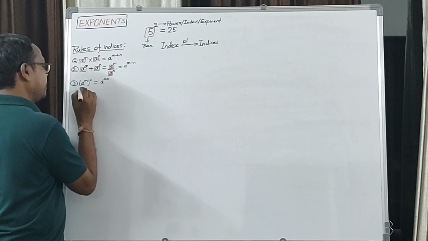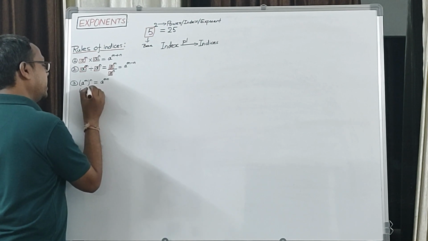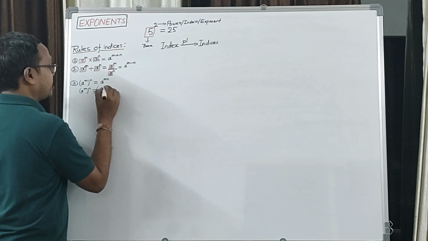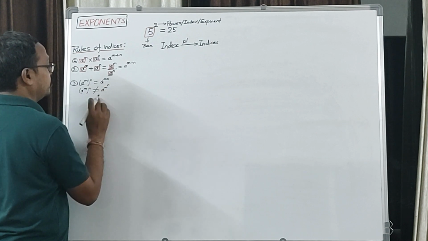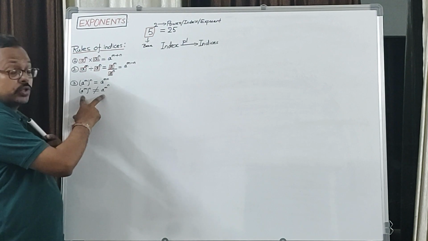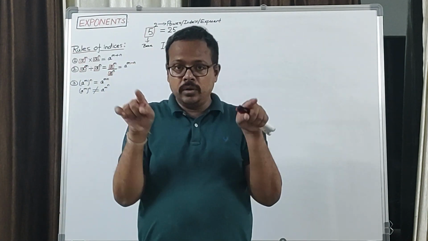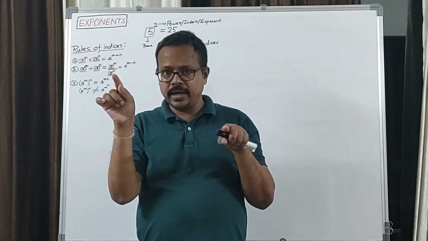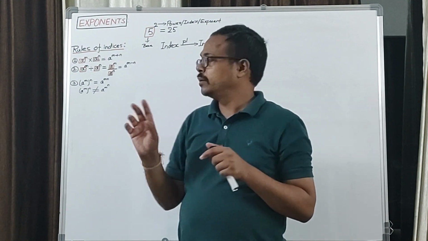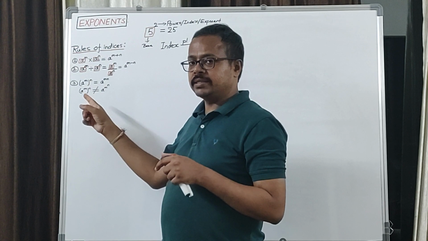A raised to the power m, whole to the whole n, is not equal to a to the power m to the power n. No, it is not equal to that, right? So this is an important rule which we need to remember. A to the power m, whole over whole, there is n, so that is equal to a raised to the power mn. Product of indices, okay? Product of indices.